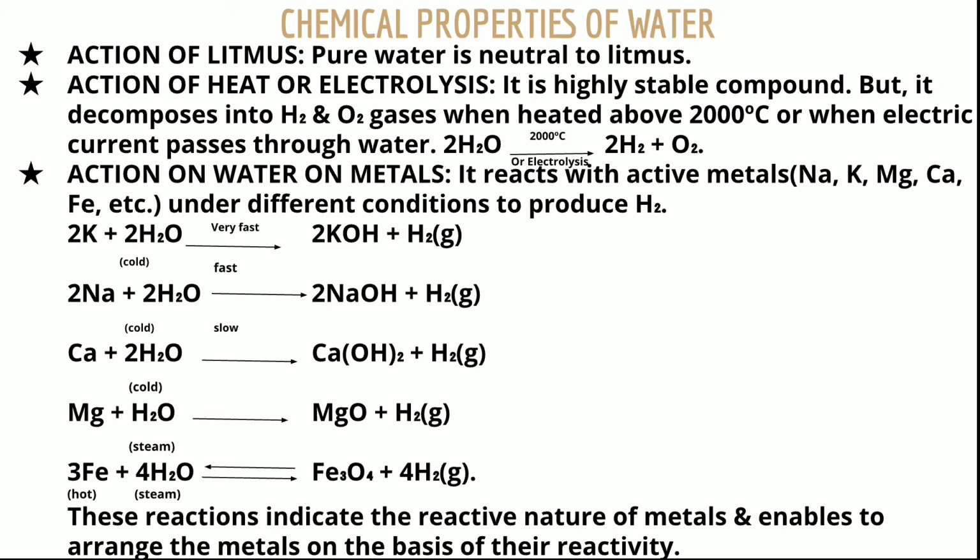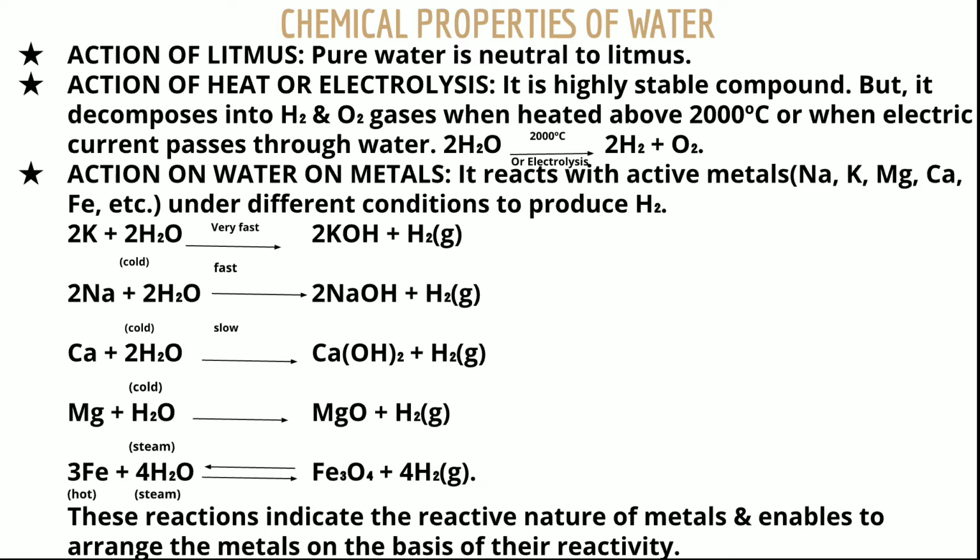Then sodium also reacts with cold water. This reaction is also fast, but not as fast as potassium, but still it is very fast. It will form sodium hydroxide and hydrogen gas is liberated. Calcium also reacts with cold water, but this reaction is much slower than potassium and sodium. So it forms calcium hydroxide and hydrogen. Then magnesium reacts with steam, forming magnesium oxide and hydrogen.